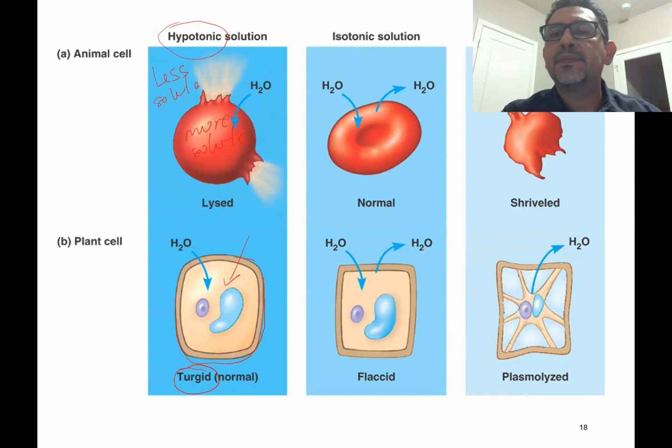There we go. And so now the outside has a greater solute concentration. Greater solute means lower water. And keep in mind, water will move by osmosis to where you have the lower water concentration. Inside of the cell is going to be a lower solute concentration.